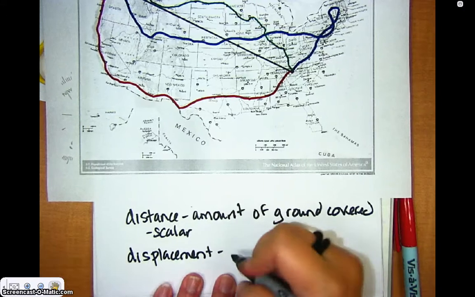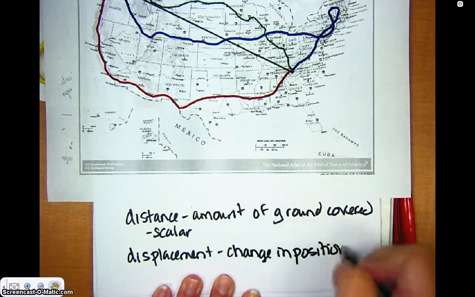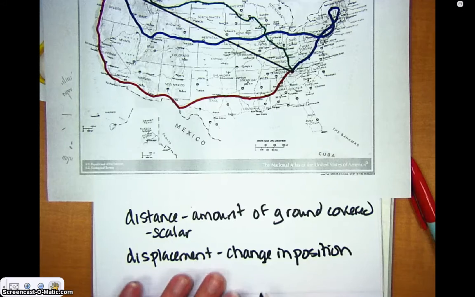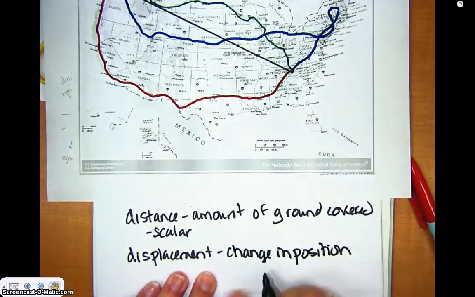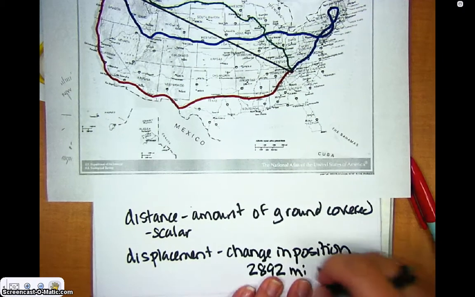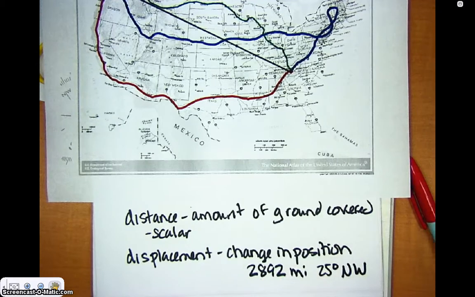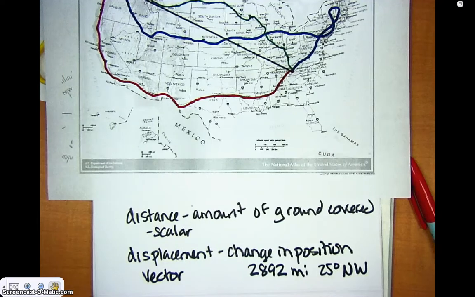And displacement is your change in position. For this case, and I looked it up so I know, my change in position from Asheville to Seattle is 2,892 miles, 25 degrees north of west. Because it has both a magnitude, the number of miles, and a direction, displacement is a vector. So just keep in mind the difference between the two things.